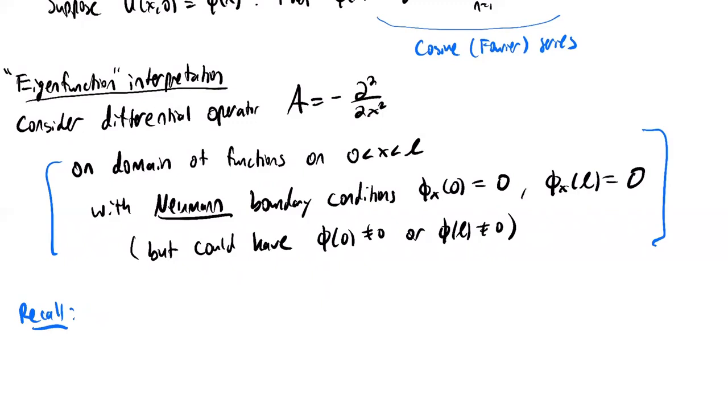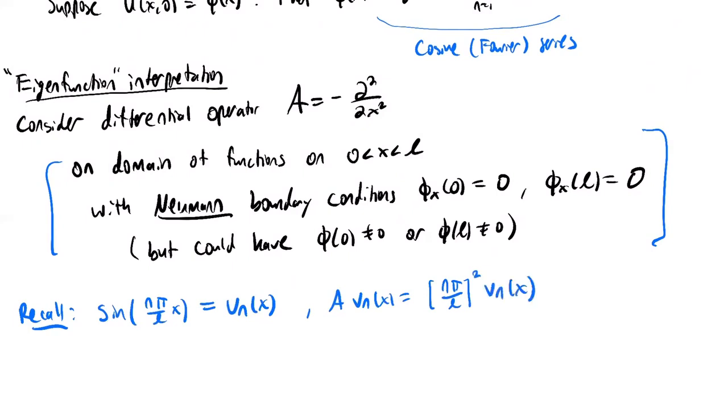for this operator A, we looked at these functions sine of n pi over L x, which we called v_n of x. It's certainly true that if I apply A to these functions, we saw that you get something like the eigenvalue formula. So you get n pi over L squared times v_n of x. This is like the eigenfunction formula, which should remind you of the eigenvalue formula from linear algebra, which is, you apply a matrix A to a vector and you get some lambda times the vector.